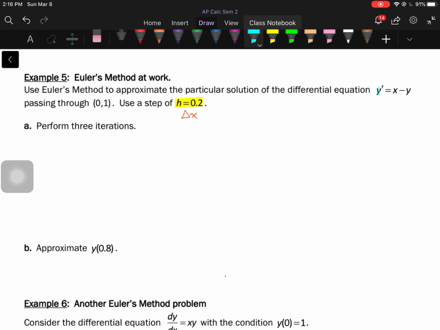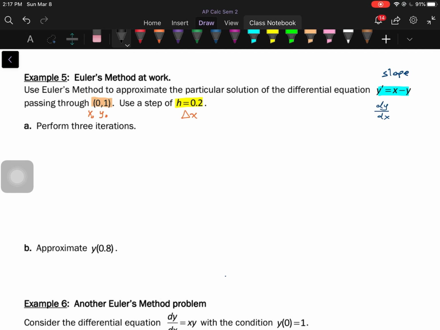We also know what the slope is. I'm going to call that y prime. Of course, that is the slope, or the dy dx. All right. And then we have an initial condition. It tells us that it goes to the point 0, 1. And that's going to be x sub 0 and y sub 0.